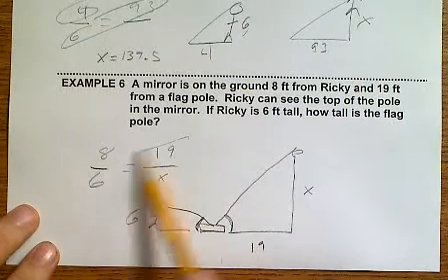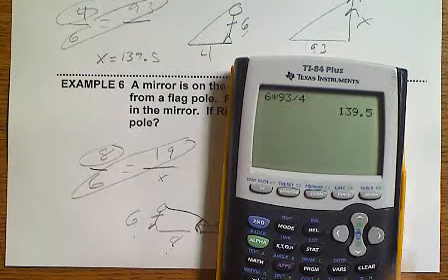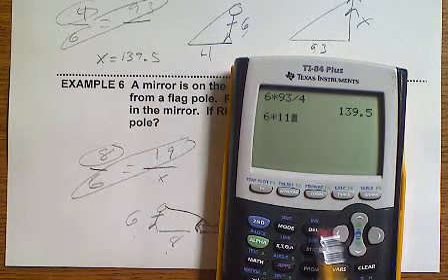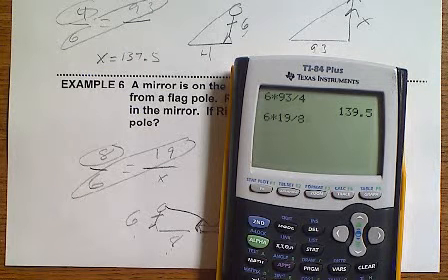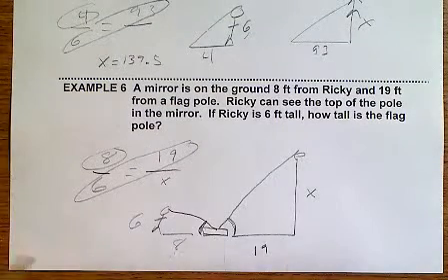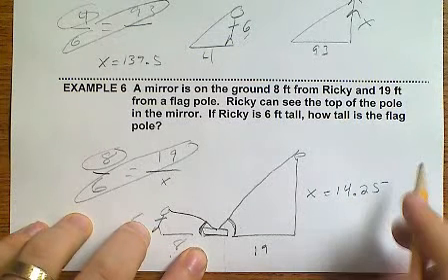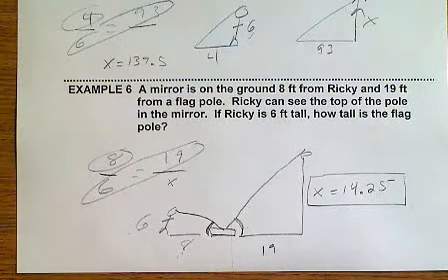Again, just a matter of cross multiplication and division. We'll do 6 times 19 divided by 8. We get 14.25. And so we have our answer.